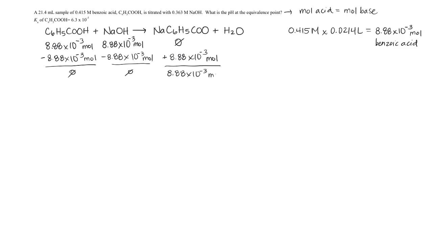In order to determine the pH of the salt solution, we have to determine the concentration of the salt. We will need the total volume of acid and base, and since we already know the volume of the benzoic acid, we can calculate the volume of the sodium hydroxide. We know that we've added 8.88 times 10 to the minus 3 moles of the sodium hydroxide, and that our sodium hydroxide is 0.363 molar. That will give us 0.0245 liters of sodium hydroxide added.